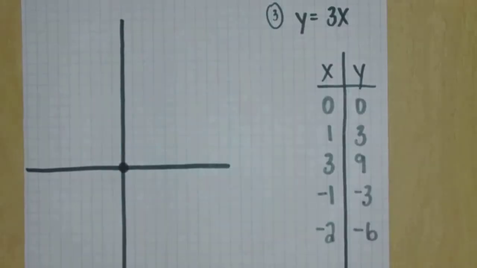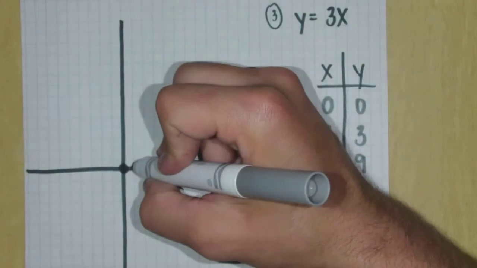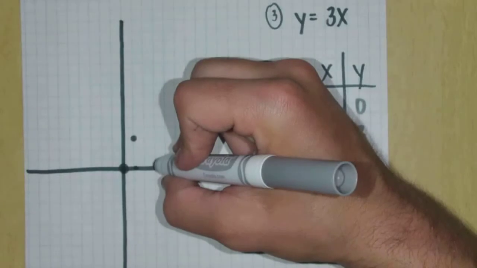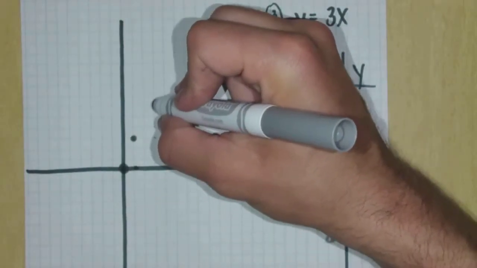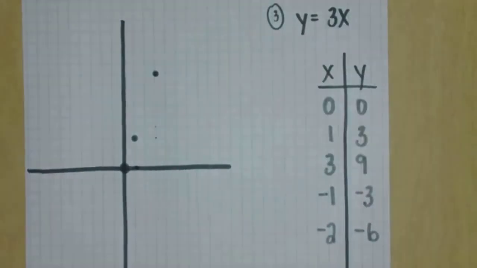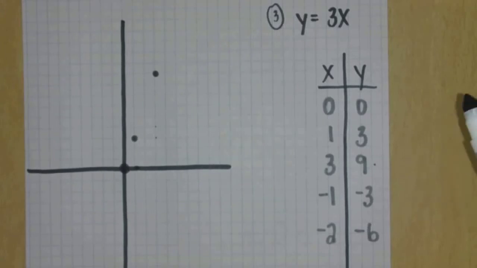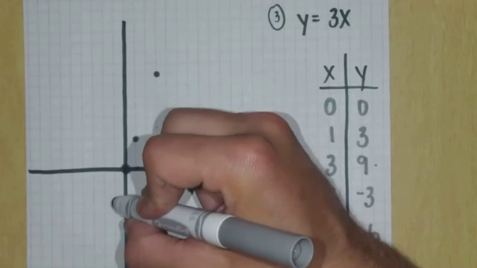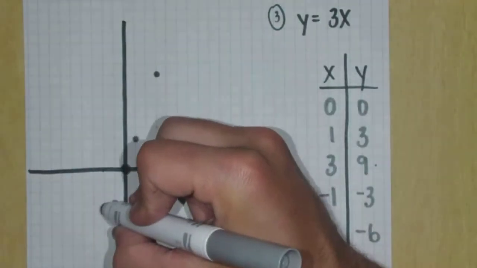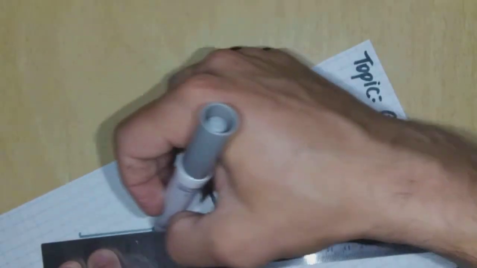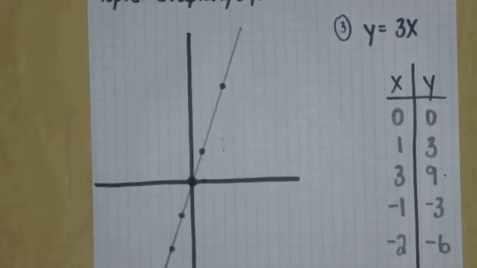0, 0, easy point to graph, right on the origin. 1, 3, that means I go to the right one, up 3. 3, 9, to the right 3, but I've got to go up 3, 4, 5, 6, 7, 8, I've got to go up 9. You can already see that's the highest point we've plotted so far today in this video. So you might be starting to figure out how this line looks. -1, -3. And then -2, -6. And if I get my ruler out, and I don't think I need to for you guys to understand this picture, this is a whole lot more steep of a line.